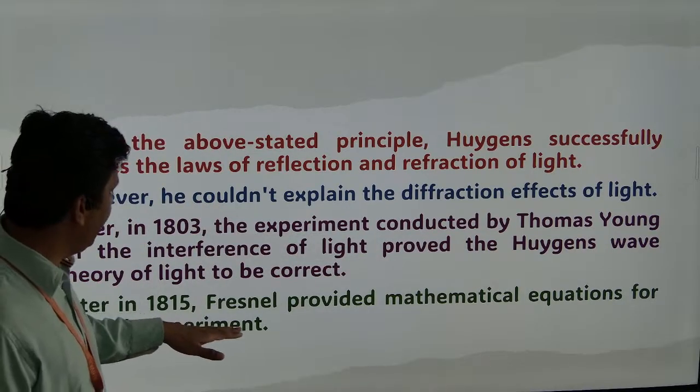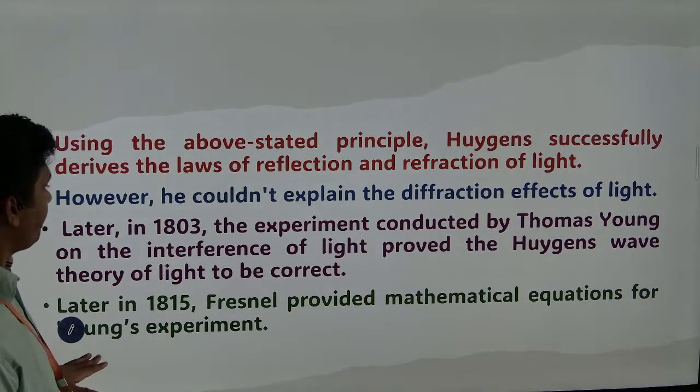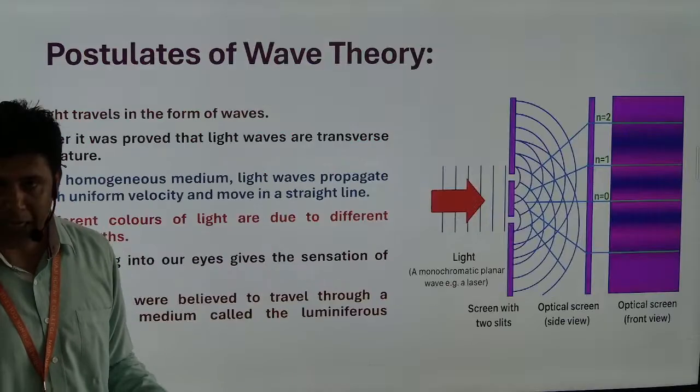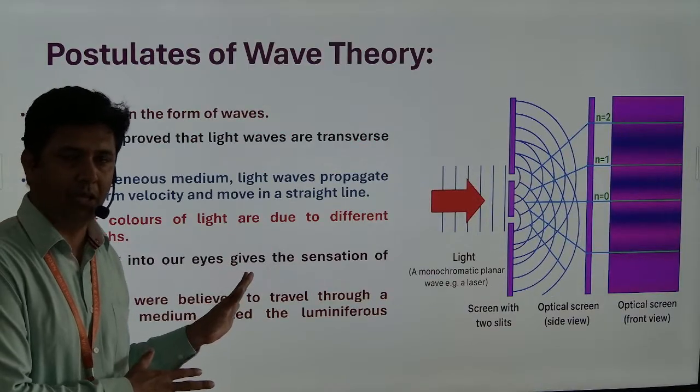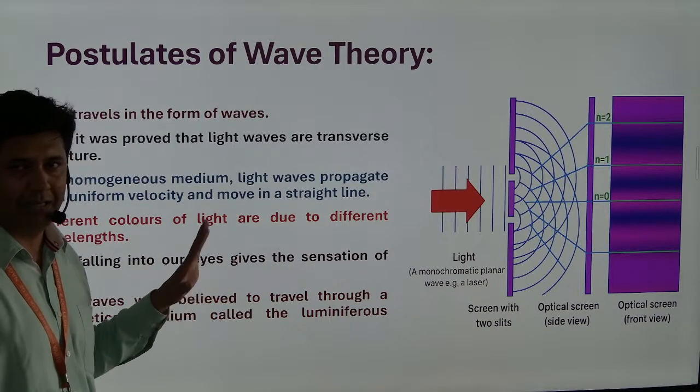Later, in 1815, Fresnel provided mathematical equations for Young's experiment. So these are a few things which came into existence on the basis of this wave theory of light. Now these are the postulates of the wave theory of light, given by Christian Huygens.